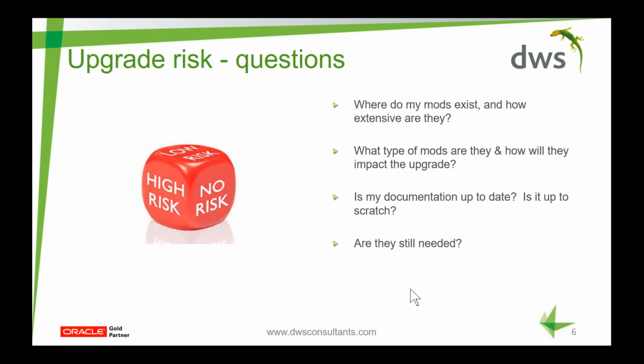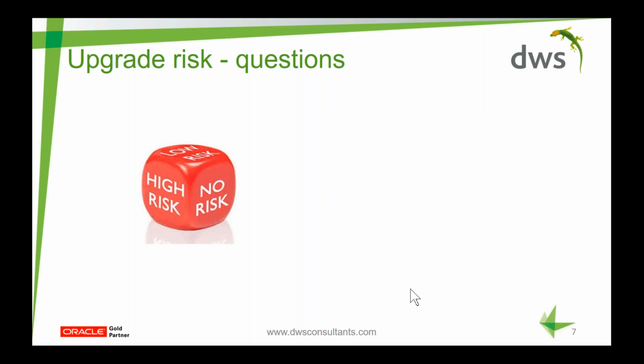And of course, the very basic question, are those modifications still actually required? Assuming you are able to identify accurately all of the modifications you have made to your implementation of EnterpriseOne, how can you identify which are still required by the users?